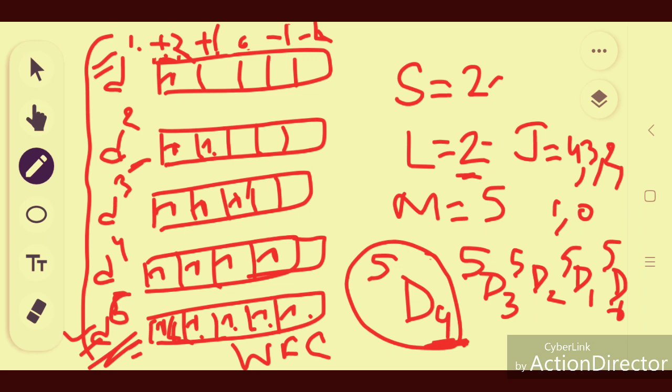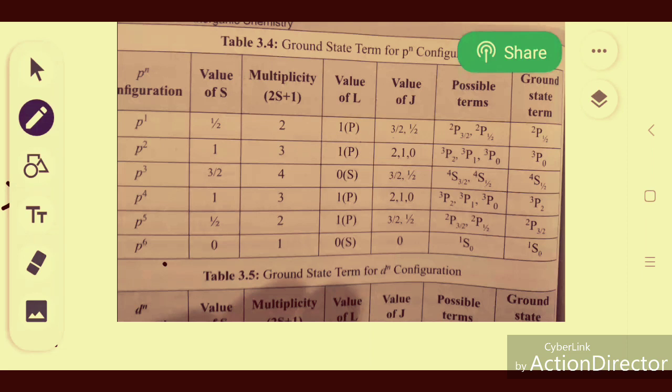is more than half filled. Likewise, we can calculate the ground state term for different configurations. In this table, we can summarize the ground state term for the P1 to PN configurations. For the P1 configuration, the multiplicity is 2 because there is only one unpaired electron. The value of L is 1, so the state will be P.